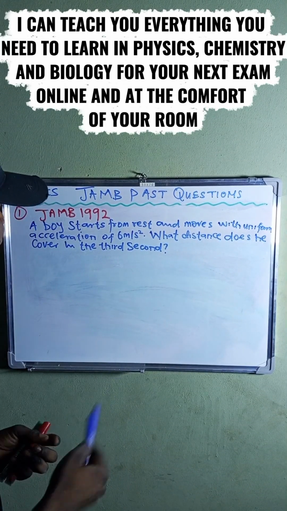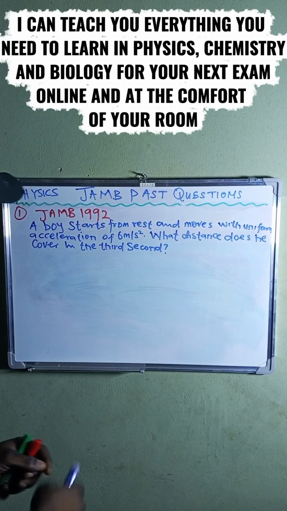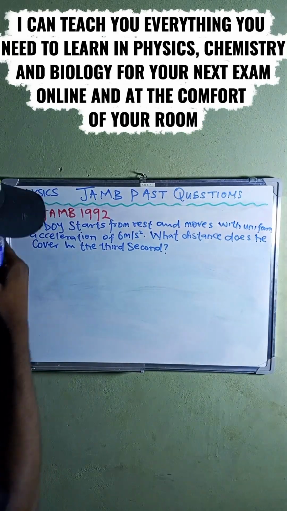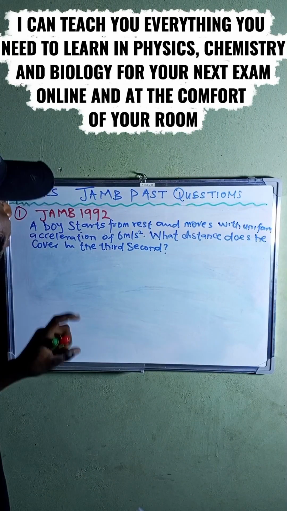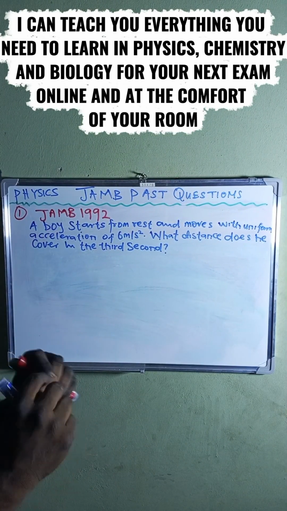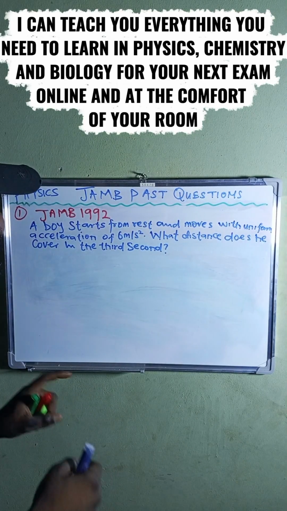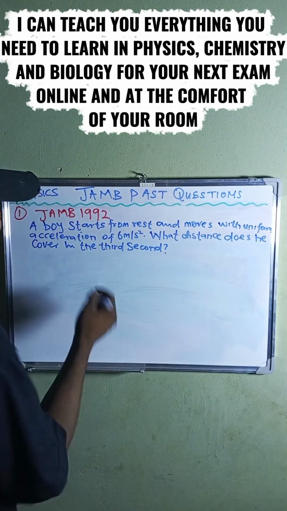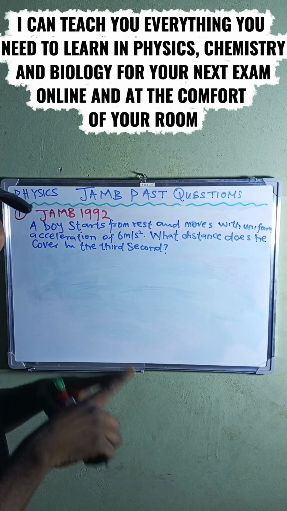Now, when you see this kind of question, the first place you are likely to miss it is this: in the third second. In the third second does not mean that the distance equals 3. The third second simply means the difference between the distance at the second and at the third second. So that means you will first find your distance covered for the second and for the third second, then you will find the difference. Now look at how I will do it.